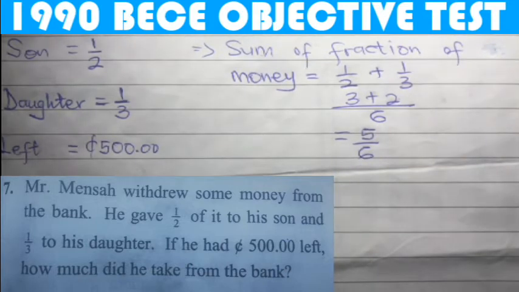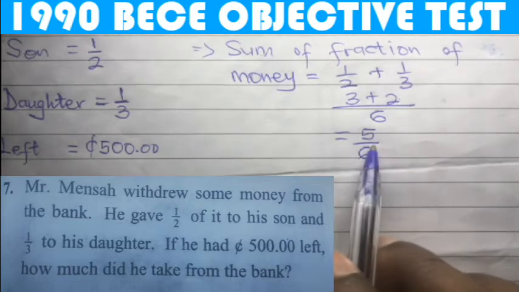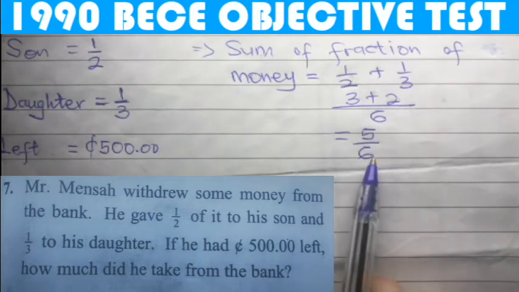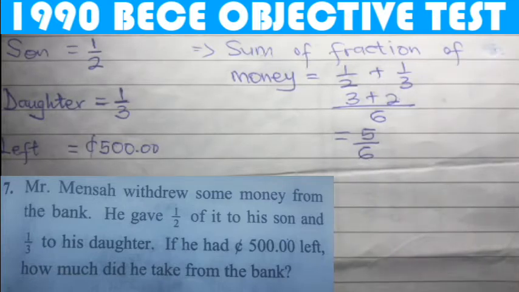So the sum of the fractions of money the man gave to both the son and the daughter is 5 out of 6. That's what we have right here. Good. Once we have the sum of the fractions of money the man gave to the son and the daughter, we need to find the fraction of money left. Okay, so let's find the fraction of money left.